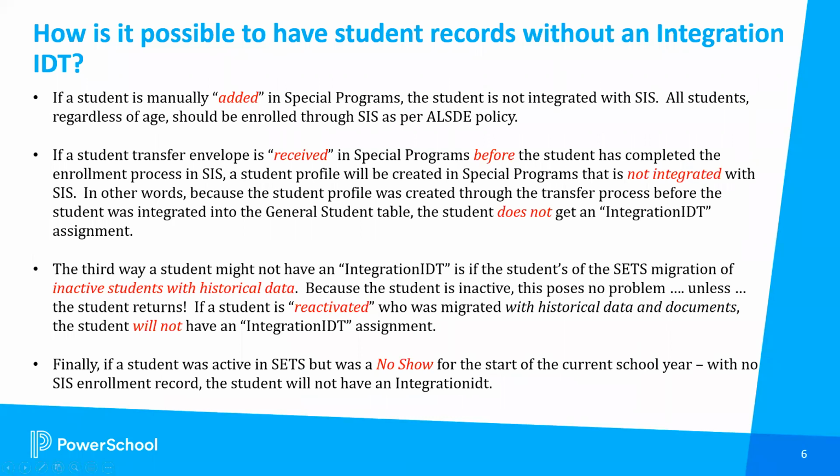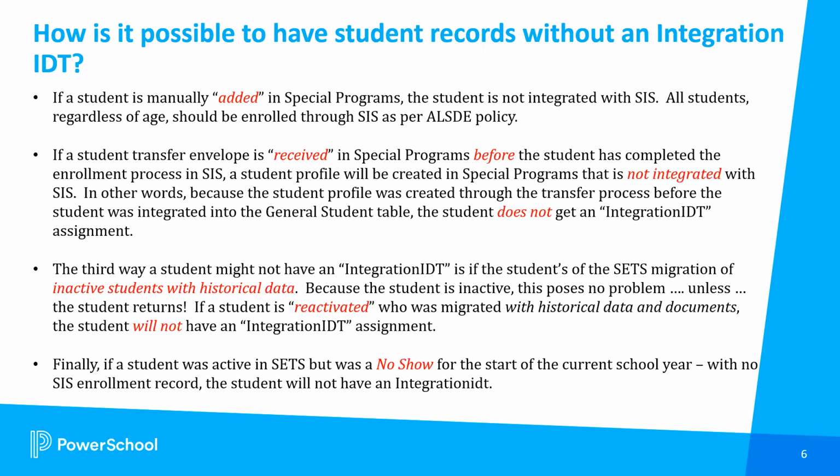So how did it happen? Okay, this is an issue that can face any district. So I want to talk about the four ways that this can happen just on a yearly annual basis. The first thing that will create a record where there's no connection to SIS is if you manually add a student in special programs, okay?